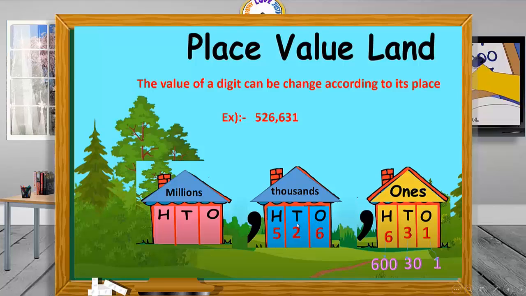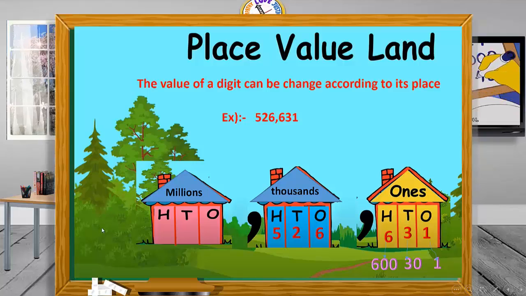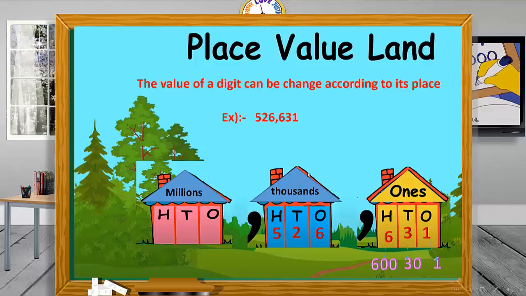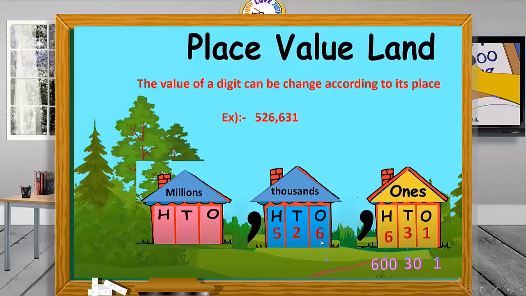Okay, go to the next house. We have ones, tens, hundreds, because we said we have 3 rooms in each house. In the next lesson, we will take another house here, the 4th house, called billions, or milliard. But not now. Look here: in this place we will put the value of 6, which equals 6,000.